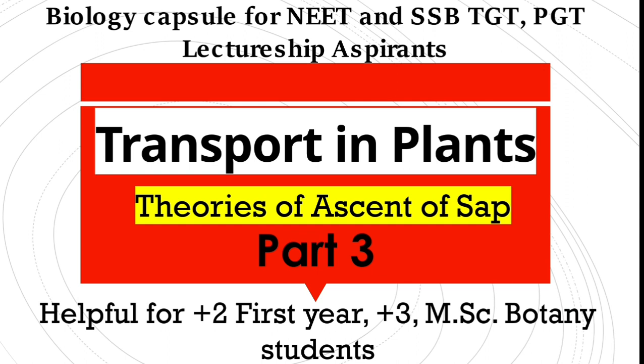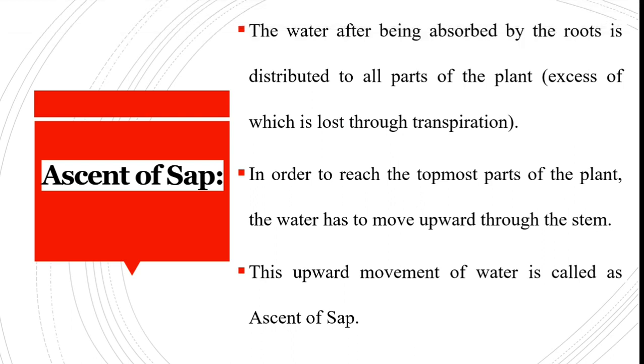So let's start. At first, what is ascent of sap? The water, after being absorbed by the root, is distributed to all parts of the plant, and excess of water is lost through the process of transpiration. I will discuss the process of transpiration in my next video. In order to reach the topmost part of the plant, the water has to move upward through the stem, and this upward movement of water is called ascent of sap.